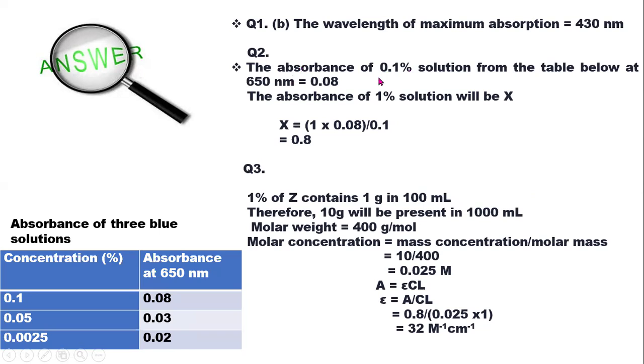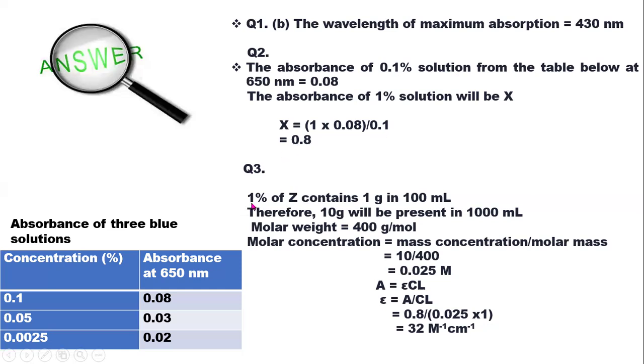So the absorbance of the 0.1% solution from the table that you have taken is equal to 0.08. So what will be the absorbance of the 1% solution, which is now going to be X? So you do the mole concept. If 0.1% has 0.08 absorbance, then 1% will have X, so that X will be 1 times 0.08 divided by 0.1, which is 0.8.